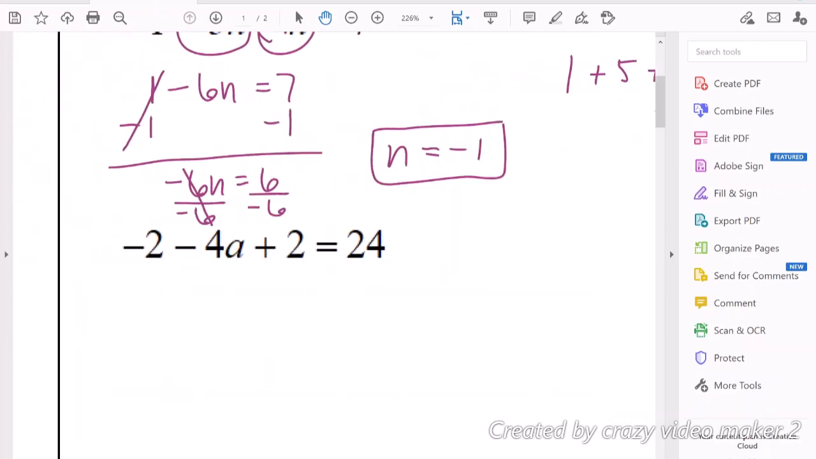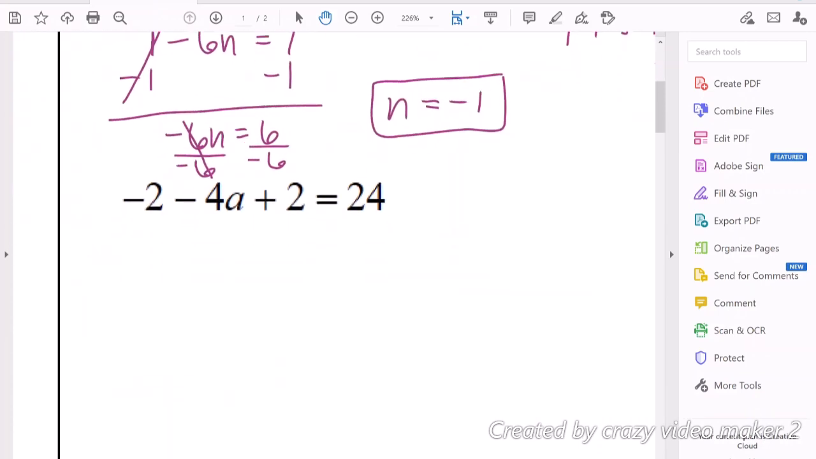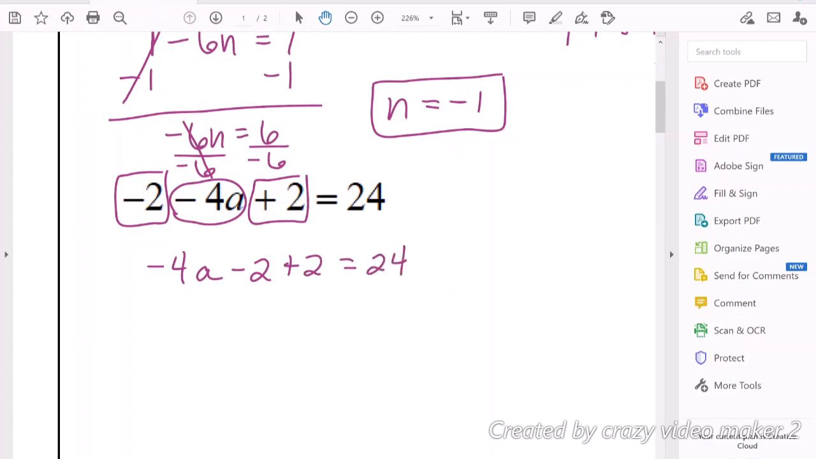Next example that we have here is negative 2 minus 4a plus 2 equals 24. Okay, so my negative 4a, that's going to just stay like that. And now I have a negative 2 and a positive 2. Since those don't have a's, they're going to get combined together. What's negative 2 plus 2? 0. They're going to cancel themselves out. So if you rewrite it like this, we have negative 4a minus 2 plus 2 equals 24. Think about that. Minus 2 plus 2, those cancel each other. So we just have negative 4a equals 24.